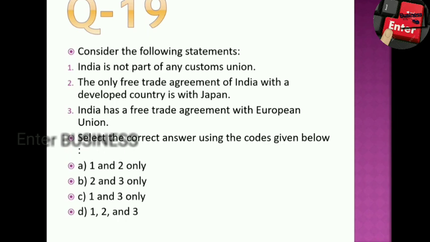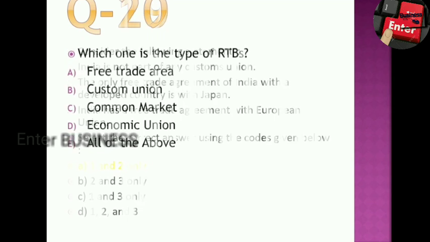Option A 1 and 2 only. Option B 2 and 3 only. Option C 1 and 3 only. Option D 1, 2 and 3. So the correct answer is option A 1 and 2 only.